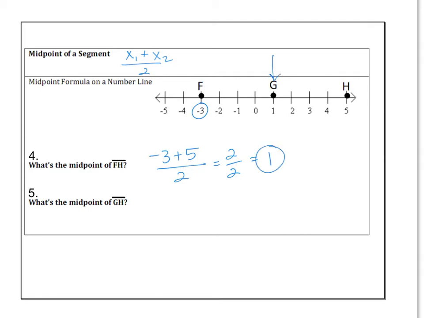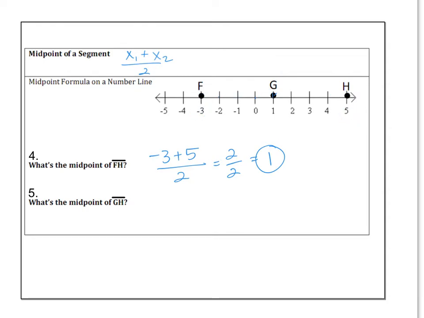The other thing that you can do is kind of count your way in. So you can go from H, 1, 2, 3, 4, and from F, 1, 2, 3, 4. Oh yeah, 1 is in the middle, or G. Let's do number 5. Number 5, what is the midpoint of GH?